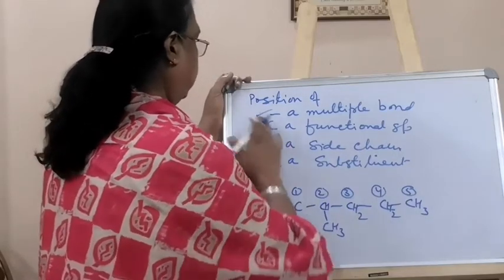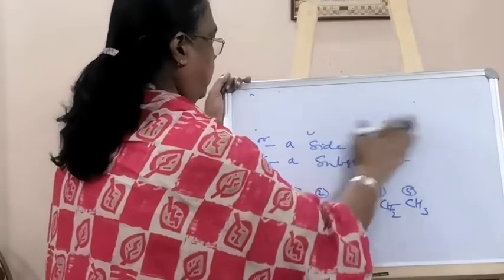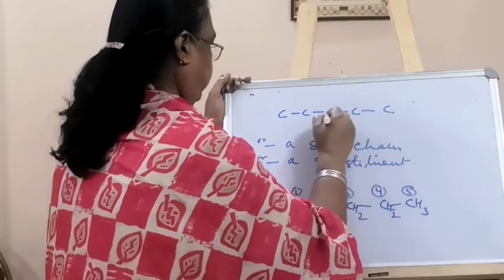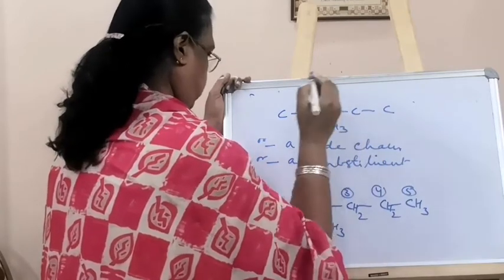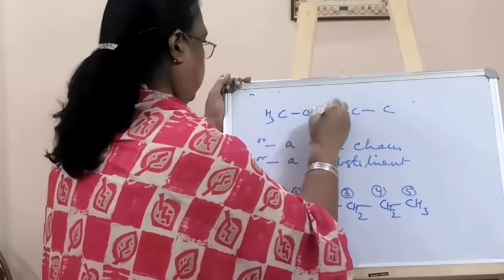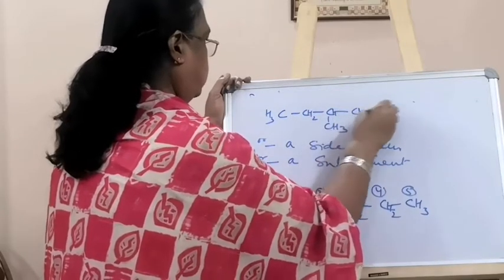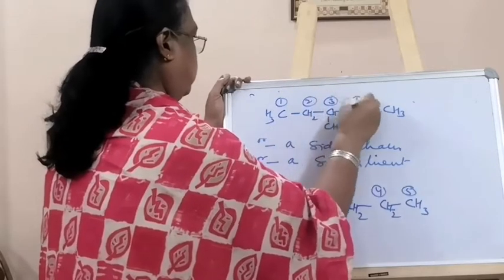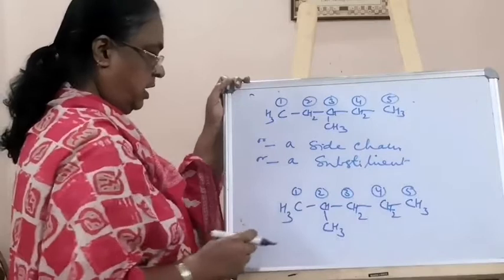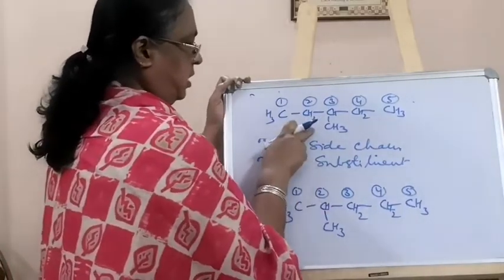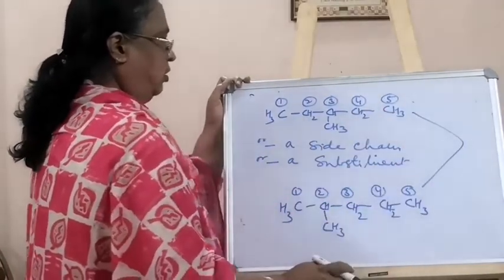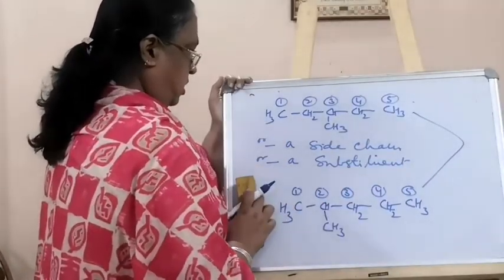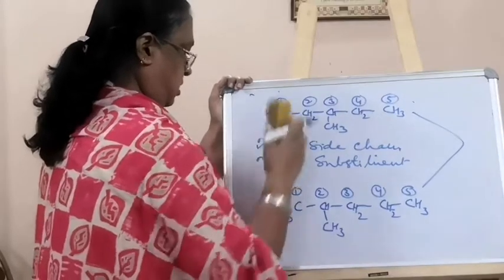Another example: if I draw another chain, 1, 2, 3, 4, 5, and put the branch here, H3, H2, H2, H3, 1, 2, 3, 4, and 5. So here the branch is at 2, here the branch is at 3. So these two are your positional isomers. The side chains are different.